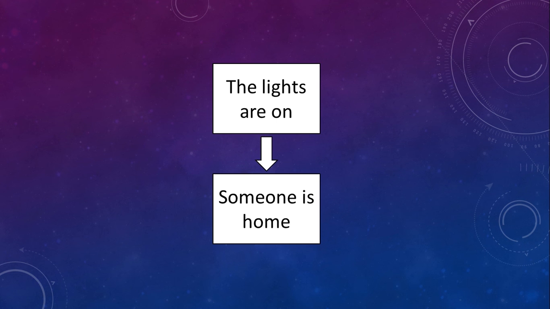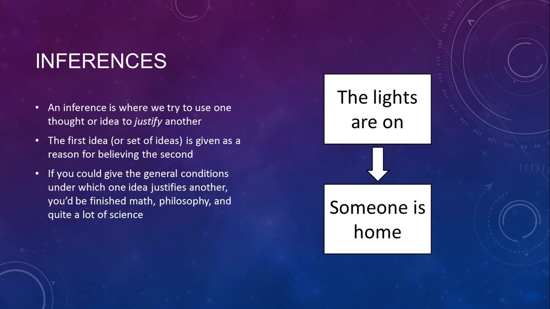Again, we're starting slow here. This should be all fairly crisp and clear. Mostly we're just laying out the vocabulary, and we're using words like argument in a fairly strange, fairly technical way. So I want you all to be very comfortable with that before we even get into this stuff. So an inference is when we try to justify one thought or idea using another. The first is given as a reason to believe the second.